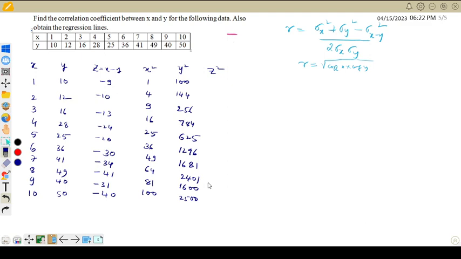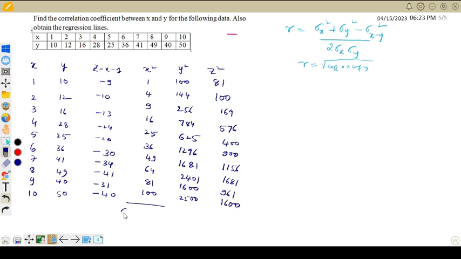Similarly, we can find x minus y whole square, or z square. 9 square is 81, 100, 13 square is 169, 24 square is 576. Similarly, 20 square is 400. 30 square is 900. 34 square is 1156. And 41 square is 1681. 31 square is 961. Last one is 40 square is 1600.